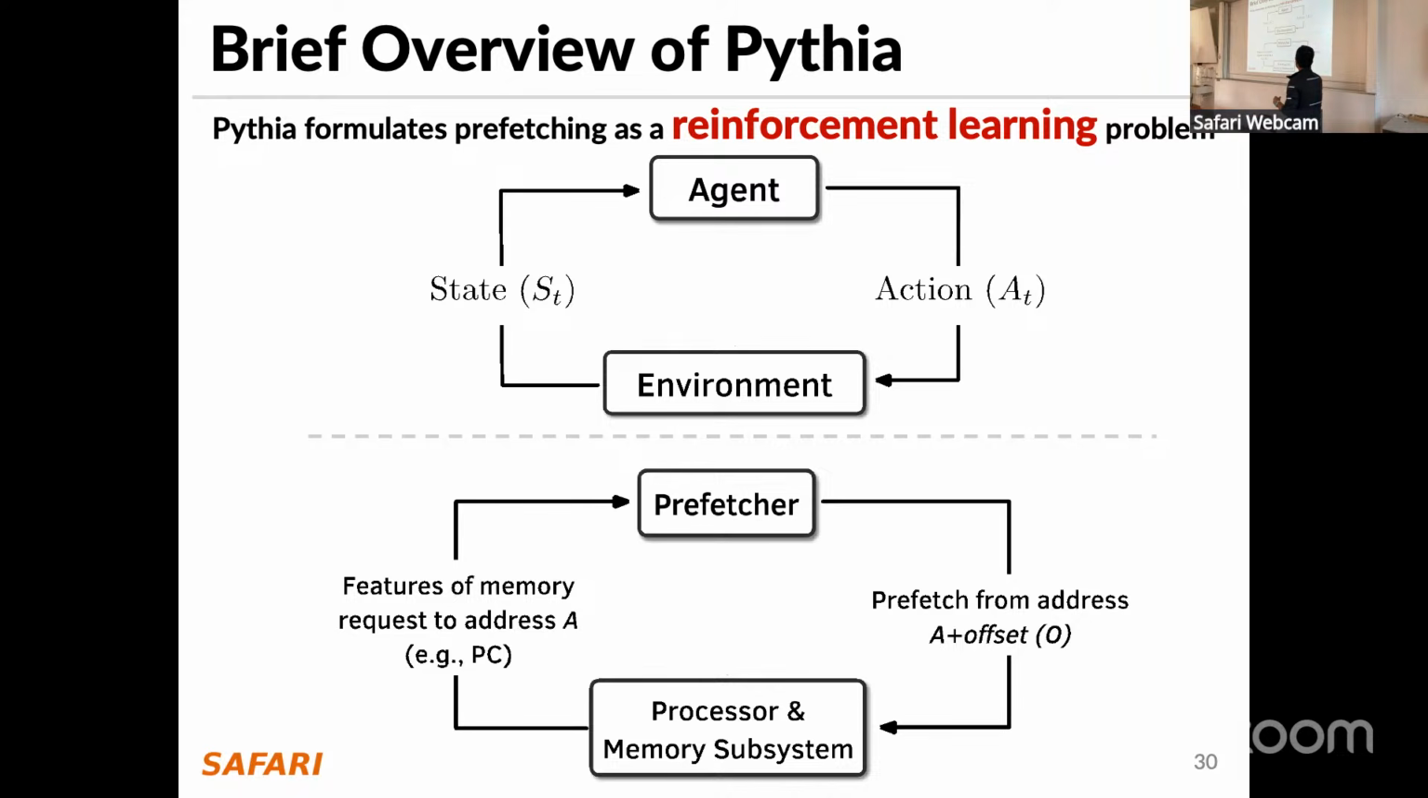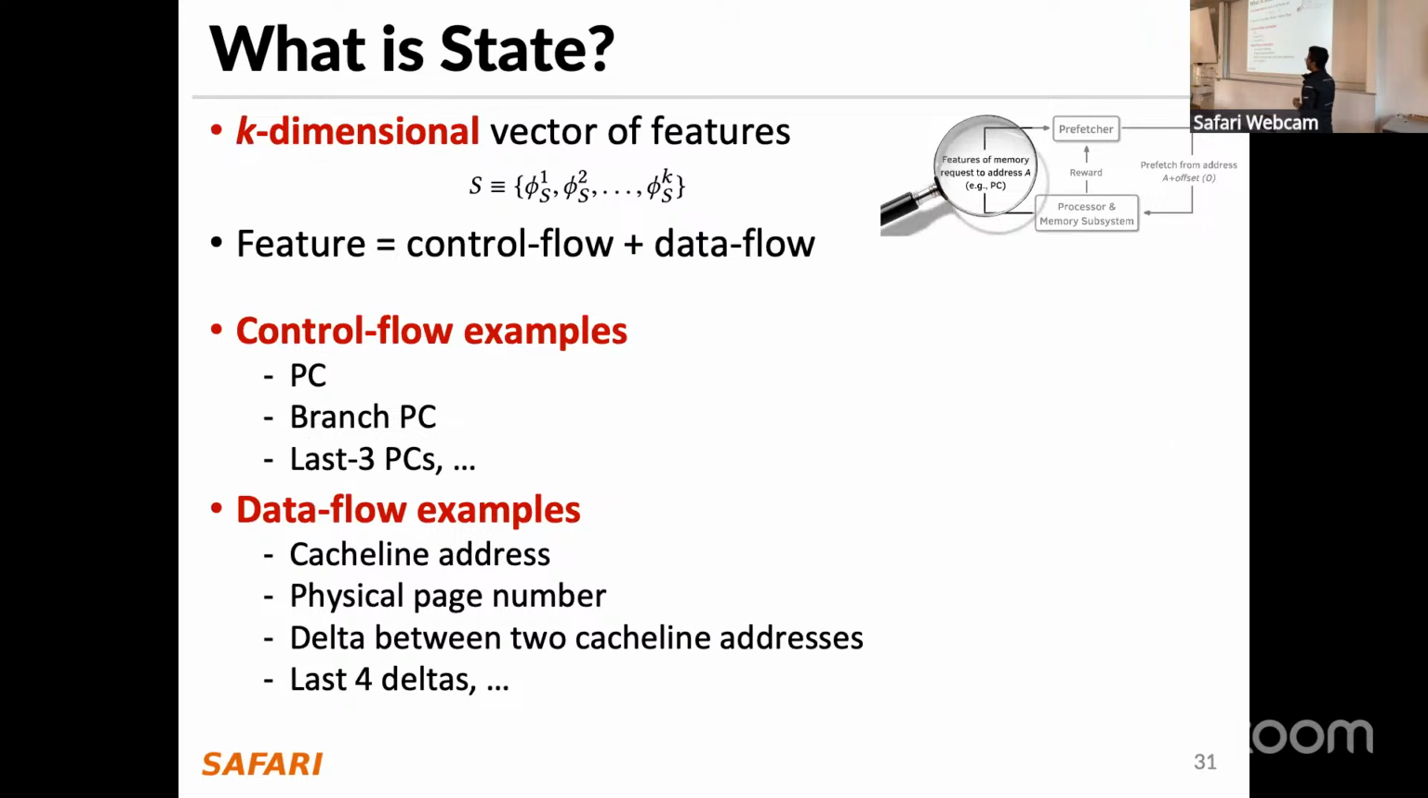In this case, the prefetcher is basically detecting the offset that you are going to add to your current address to get the prefetch request. And for every request, you are also going to receive a reward that you would use to train this prefetcher. Let me give you a brief example of what exactly this means.